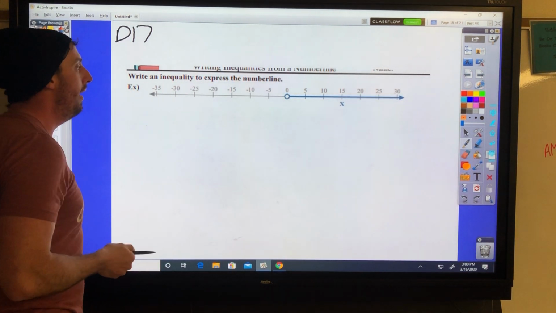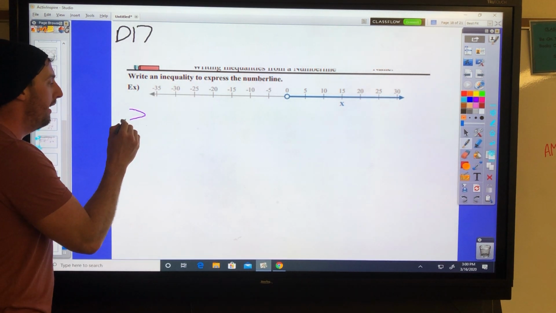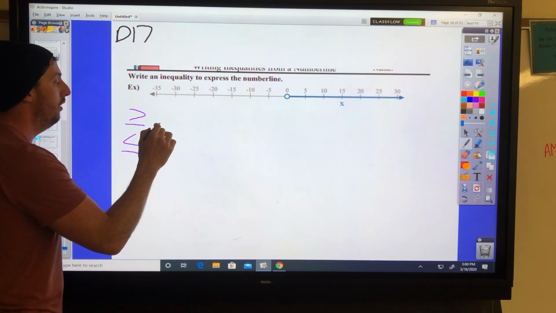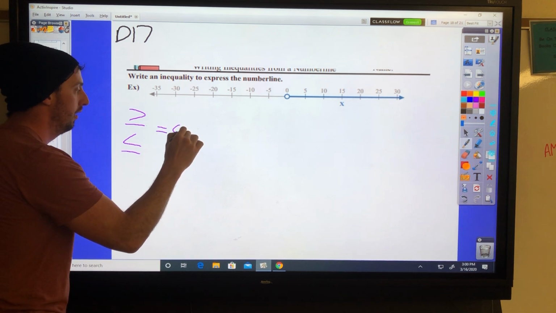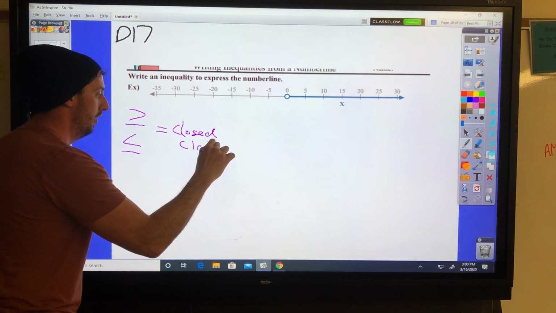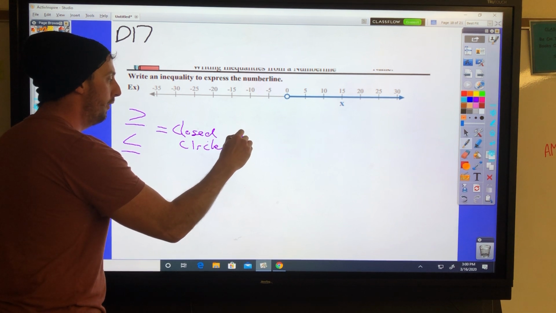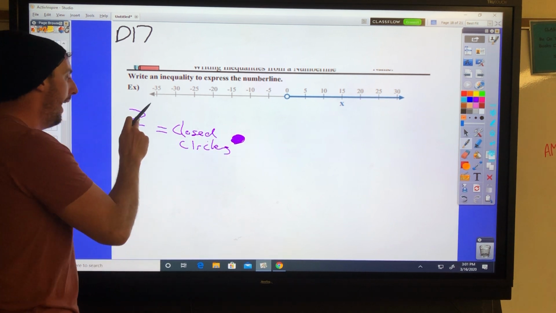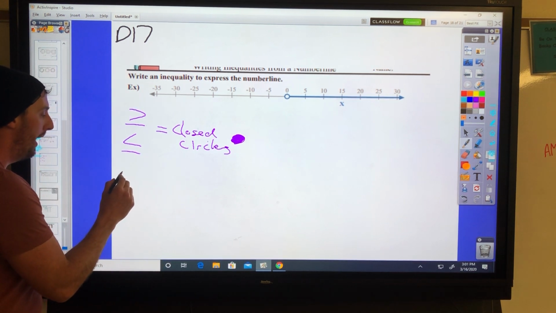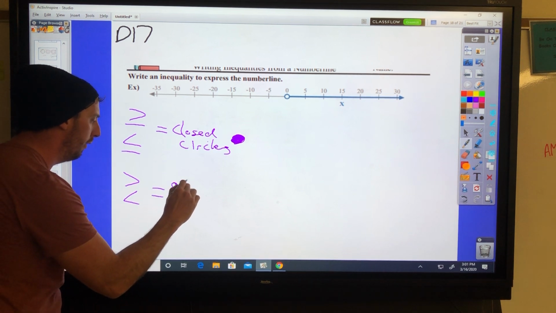Okay. Write an inequality to express the number line. So this is day 17. Remember, greater than or equal to or less than or equal to always have closed circles. Man, it is really hard to write on this. Did I say that already? They have closed circles. So you're going to see ones that have closed circles, then you have to use greater than or equal to or less than or equal to. In addition, we have greater than or less than. They have open circles.